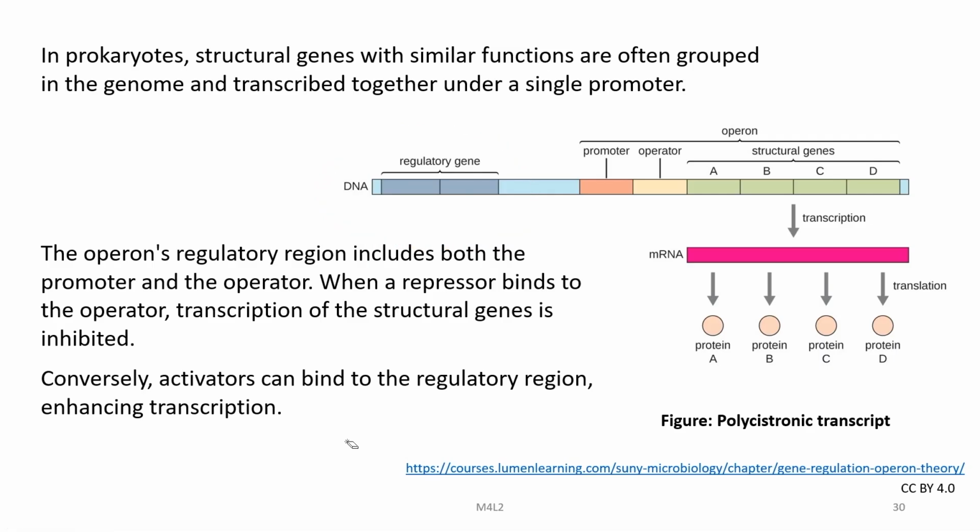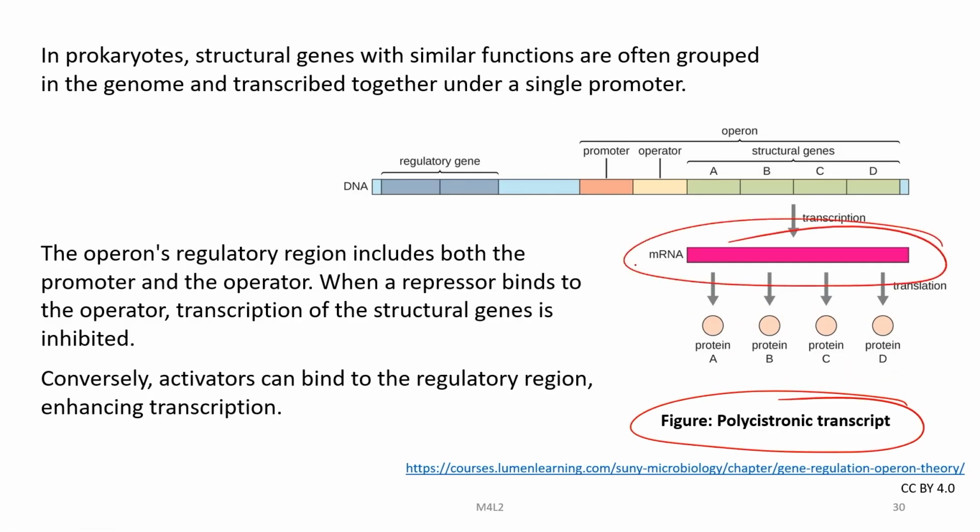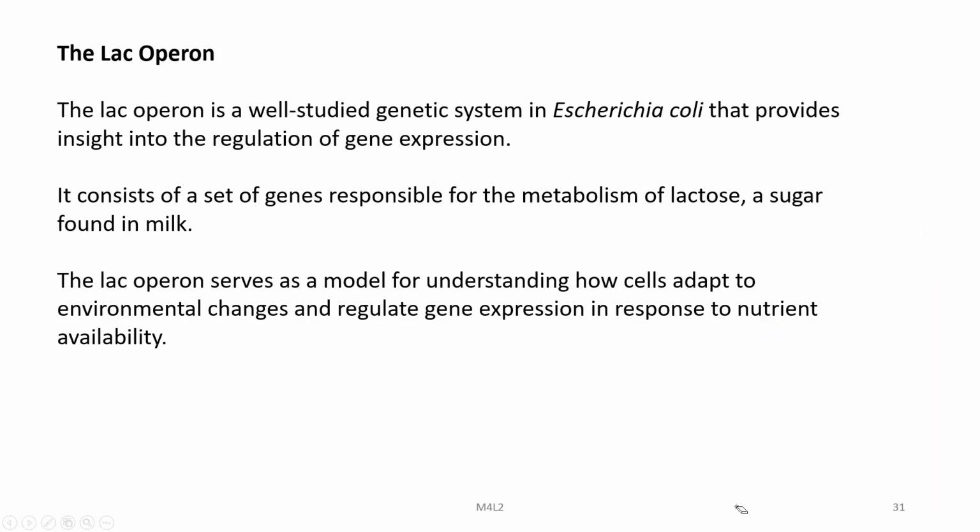When a repressor binds to the operator, transcription of the structural genes is inhibited. Conversely, activators can bind to the regulatory region, enhancing transcription. So, if transcription happens, this mRNA is produced, which has A, B, C, D continuously, and these are translated later on into individual proteins, and this is what we call a polycistronic transcript.